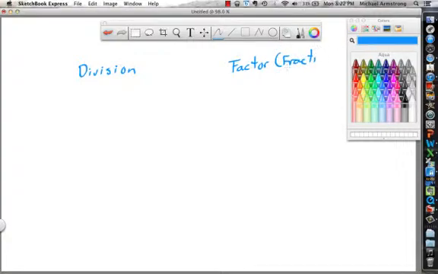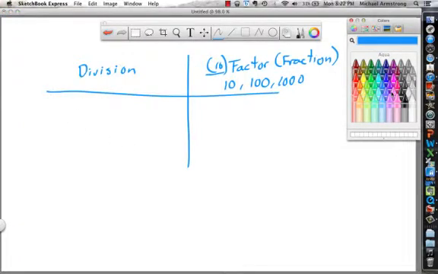A factor fraction of 10. 10 is what we're looking for, or 100, or 1,000. Okay, so these are our two different methods, and if we just grab a couple of problems.